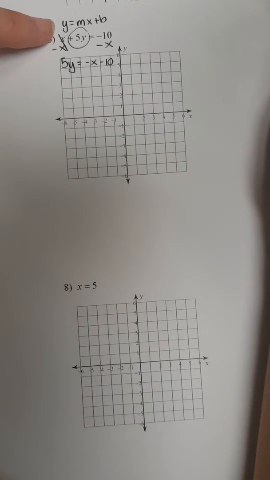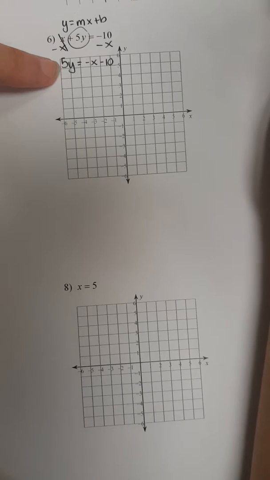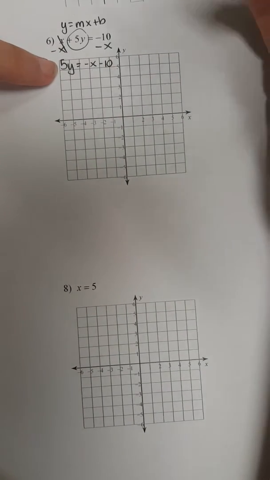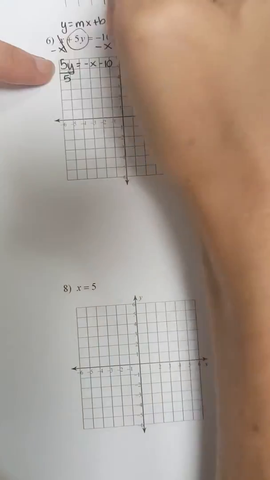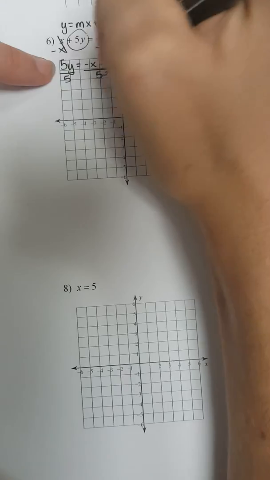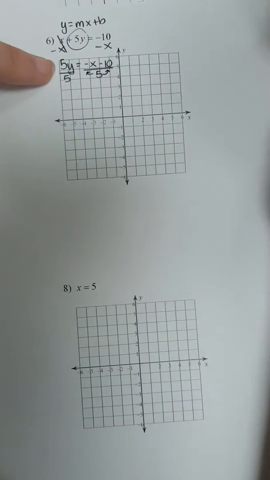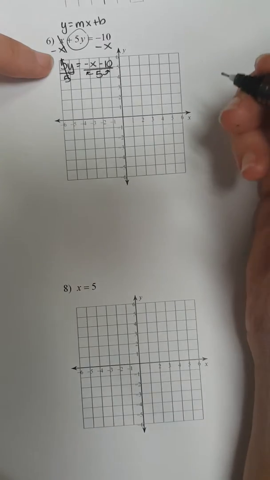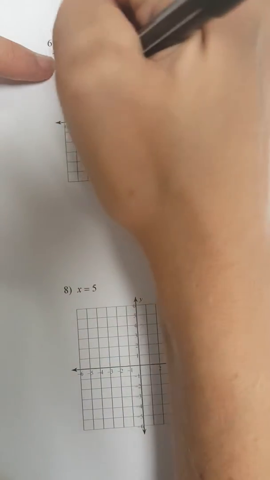Okay, now what's paired with my y? Is it alone yet? No. It's still got a 5 in front of it. And it's 5 times y. So how do I undo times? Divide. Now this is the weird part. Remember, you have to divide both pieces. So this side's easy because 5 divided by 5 is 1. So we just have 1y, which is just y.